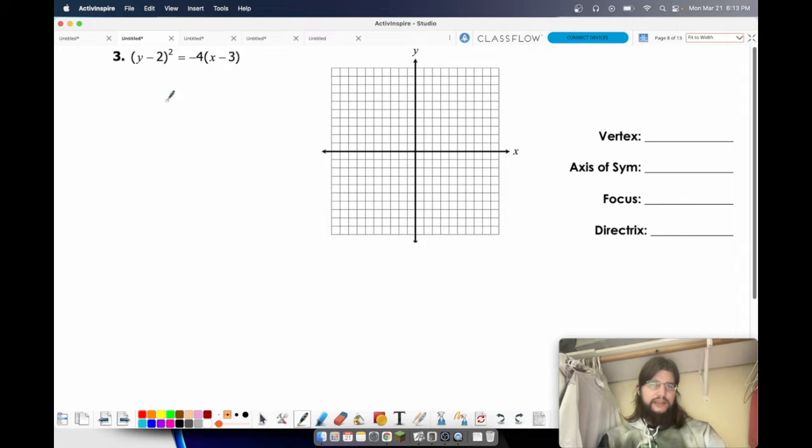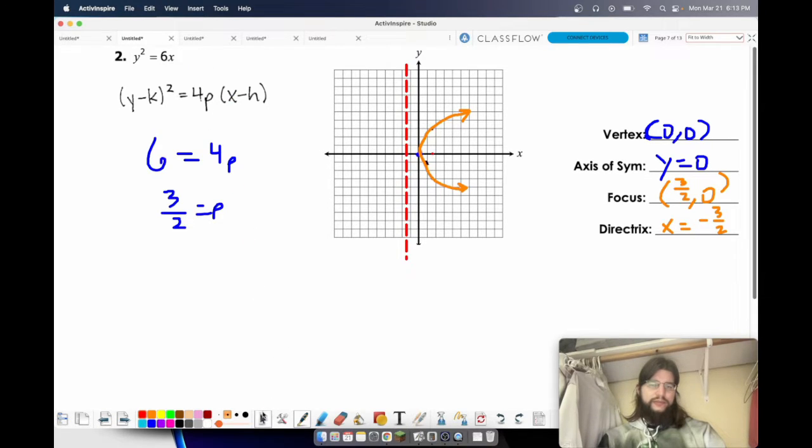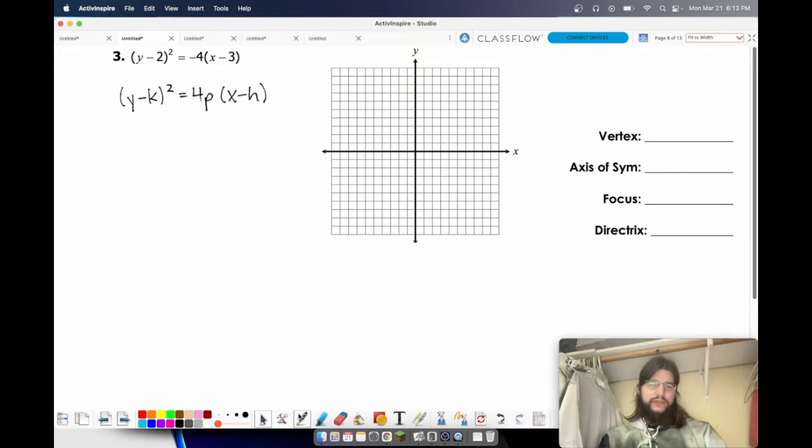Okay. This time, we have another horizontal parabola. So we're going to use that formula again. So h and k, 3, 2. Make sure you pay attention to the order. It's the x, then the y. Vertex is going to be at 3, 2, right there. Axis of symmetry, since it's horizontal, will be y equals 2. Y equals the y coordinate.